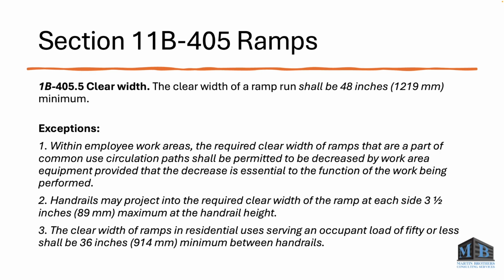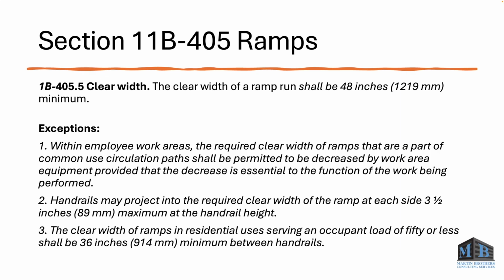Continuing, 11B405.5, clear width. The clear width of a ramp run shall be 48 inches minimum. I like to measure clear width between the handrails, but there's an exception. It's exception 2. You've got to watch out for it because it allows projections into the ramp. Sorry, not a curb ramp, they're different. It allows projections into the ramp width by the handrails.